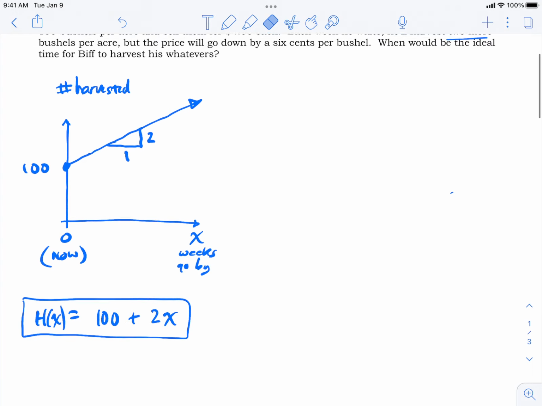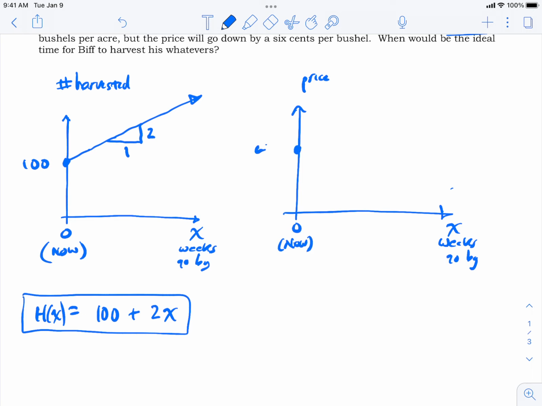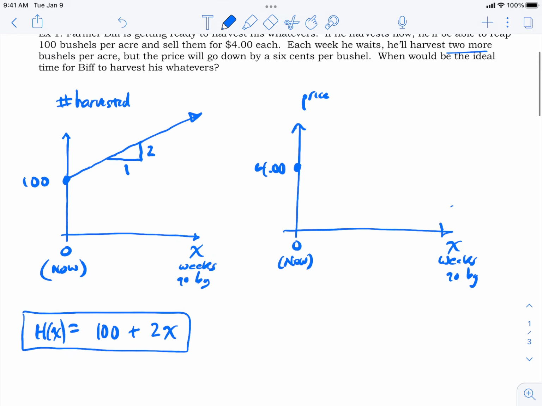Now we've got to look at the price. The price is doing something else. The price is going down. So I'm going to think in terms of a graph again. So here's X, weeks go by. If no weeks go by, if we're talking about right now, the price is $4. So I'll put that right here. Sell them for $4. Yep. And then every time you wait a week, it's going down 6 cents.